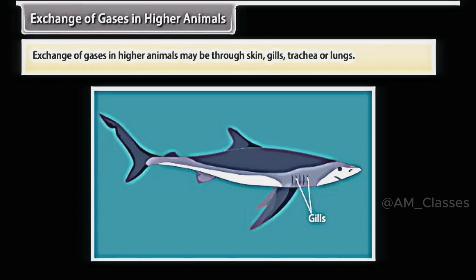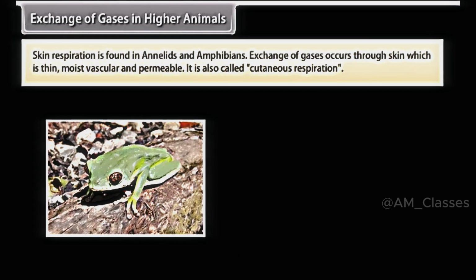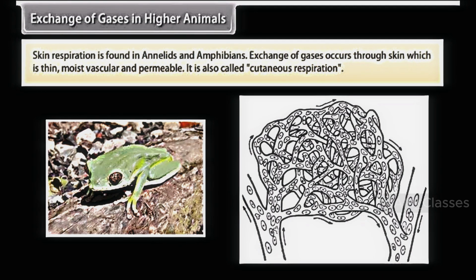Exchange of gases in higher animals may be through skin, gills, trachea, or lungs. Skin respiration is found in annelids and amphibians. Exchange of gases occurs through skin, which is thin, moist, vascular, and permeable. It is also called cutaneous respiration.